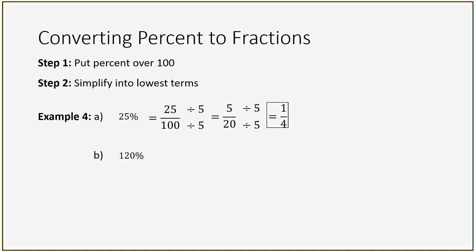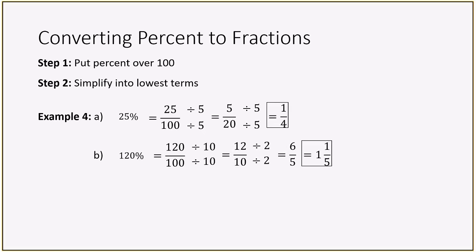So to see it again, I have 120%. I set 120 over 100. I reduce, so 10 fits into both of those. Pretty simple to see, but 2 does as well, 5 does as well. Pick whatever you want to. It's just if you pick smaller numbers, you might take a few more steps, which is fine. I get 12 over 10. I see that, okay, those are both even. I can divide those by 2. I'm left with 6 over 5. And then if the question asks for it, convert it to a mixed number, you get 1 and 1/5.